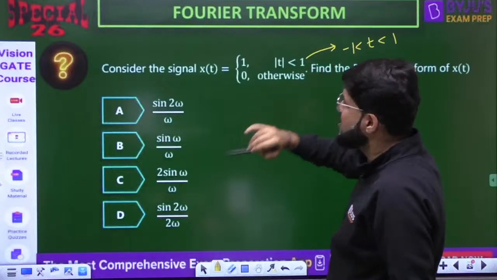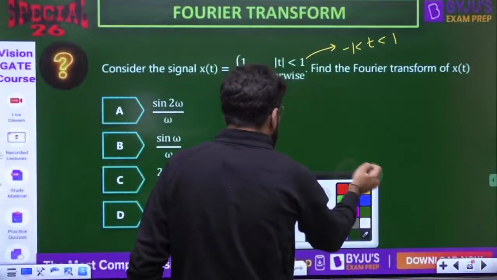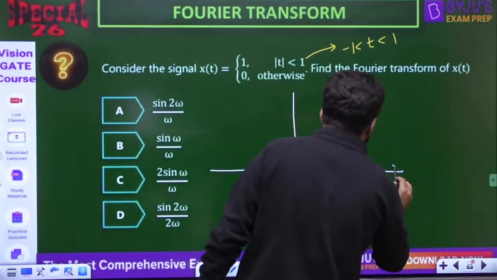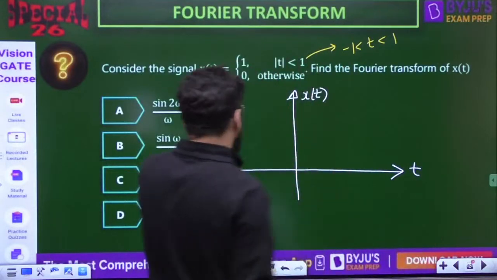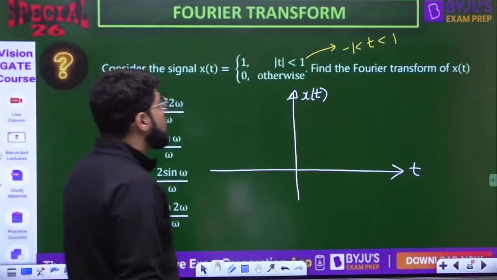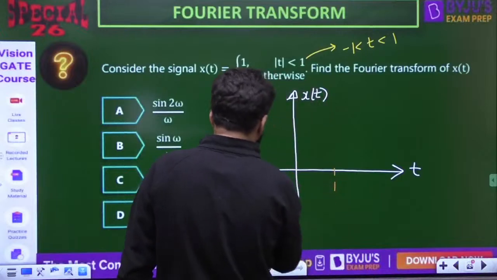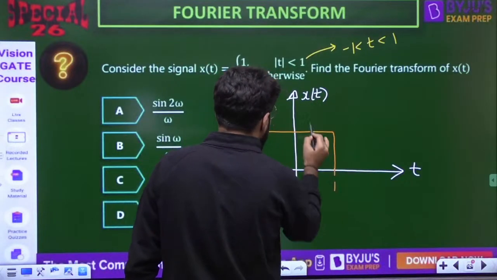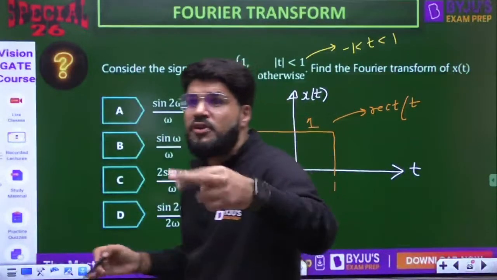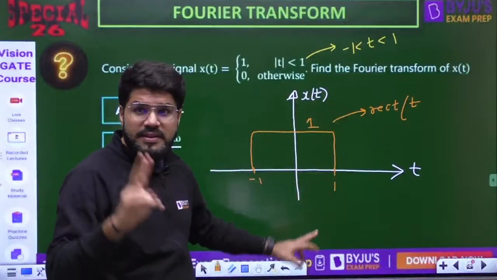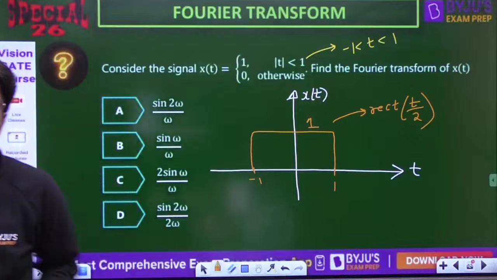So the actual range of t is minus 1 to 1. Any value between minus 1 and 1, when you take mod, is less than 1. When you sketch this, there is no complication. It is simple, but now we are going to link questions with it. So xt equals 1 whenever t is between minus 1 and plus 1. What is this waveform? This is the rect waveform. Rect of t by what? T upon width. The total width is 2, from minus 1 to 1, so we write rect t by 2. In rect t by T, capital T is the total width of the rectangle.